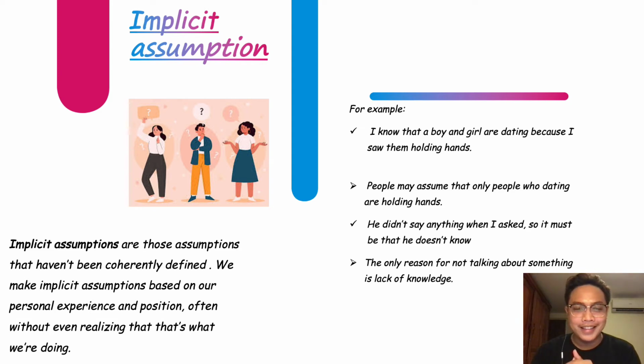The second example is, he didn't say anything when I asked, so it must be he doesn't know. People may assume that the only reason for not talking about something is lack of knowledge. But maybe there's a story behind it. Maybe he wants to keep a secret. Maybe the question is not something he wants to answer. Maybe it is personal stuff that he didn't want to share with the questioner.